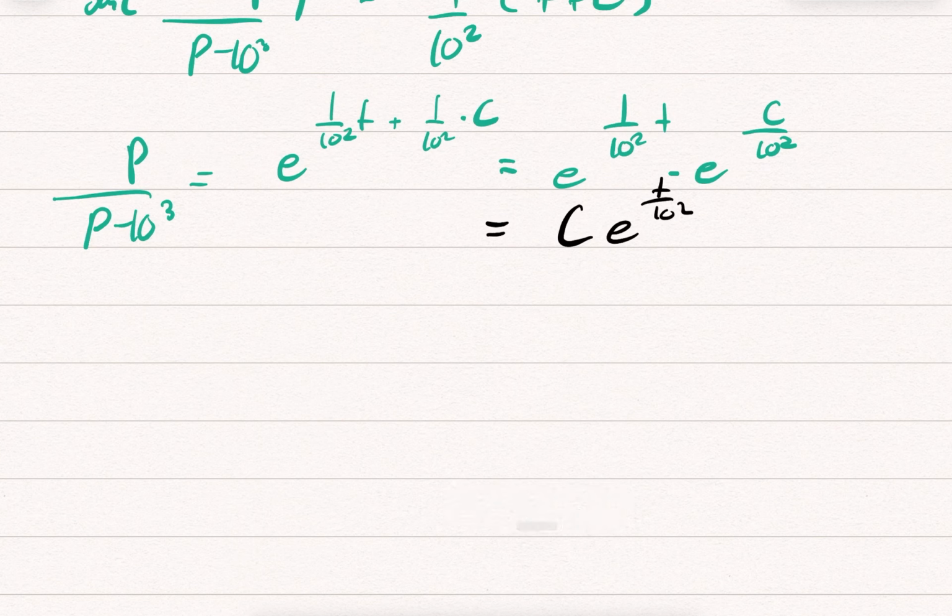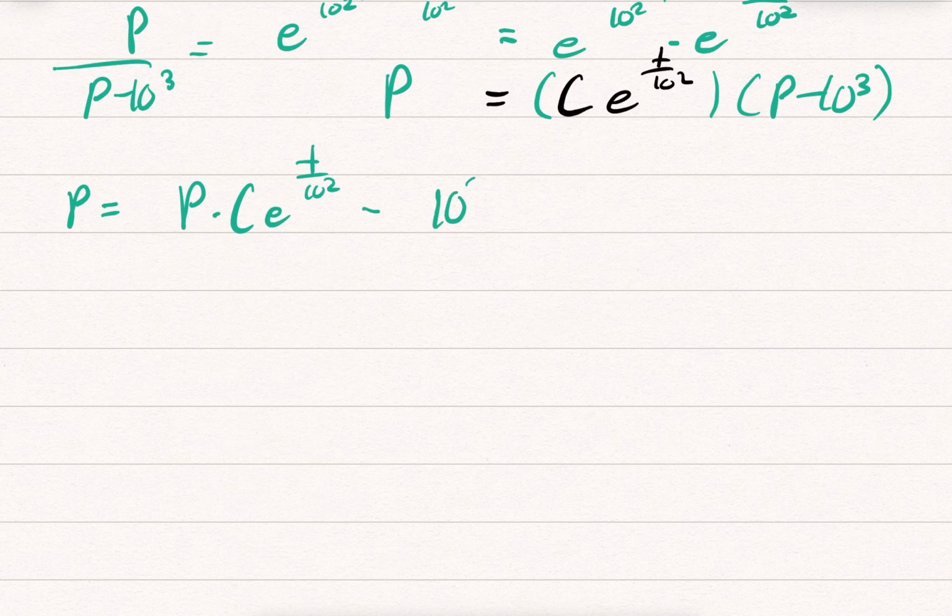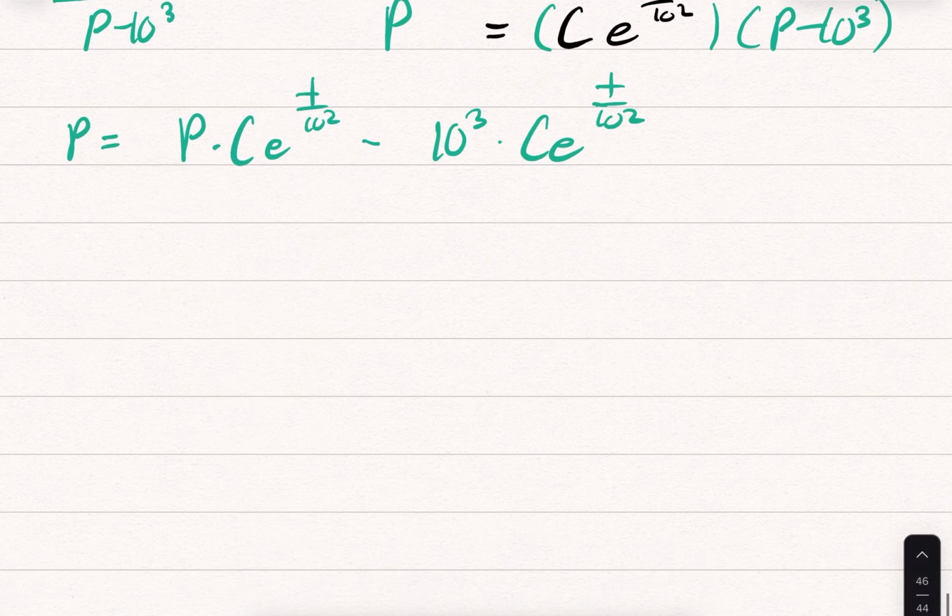So continuing on, we're gonna have p, and let's just fast track this a little bit. So p minus 10 cubed, right? P equals p times, I'm just going to keep going with it, c e to the t over 10 squared minus 10 cubed times c e to the t over 10 squared.